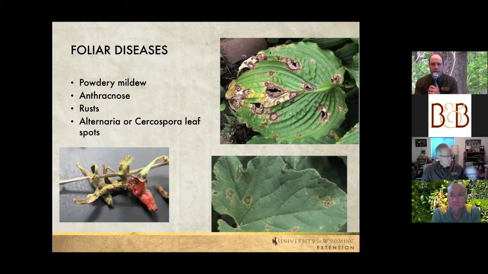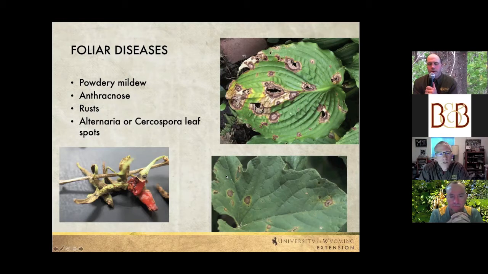So what's your last point there, Bill? So Alternaria or Cercospora leaf spots is another fairly common foliar disease, a spotting disease. Another one's Septoria. I didn't put that in there. That's pretty common in a lot of trees. But in a garden, we'll see a lot of Alternaria. A lot of times, it's kind of hard to tell on this one, but you'll see a target effect as the fungus grows.